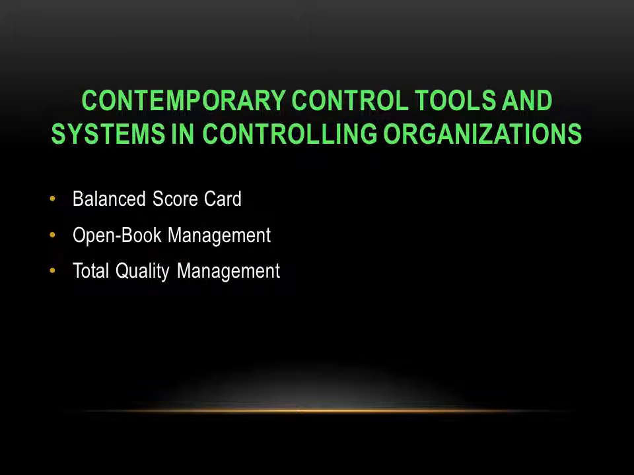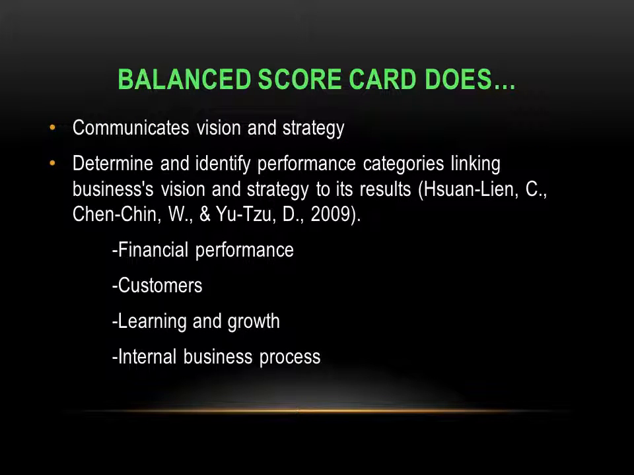For the contemporary control tools and systems in controlling organizations, I have listed three: balanced scorecard, open book management, and total quality management. Balanced scorecard communicates vision and strategy, and determines and identifies performance categories linking business vision and strategy to its results. There are four categories that I listed here: financial performance, customers, learning and growth, and internal business process perspectives.